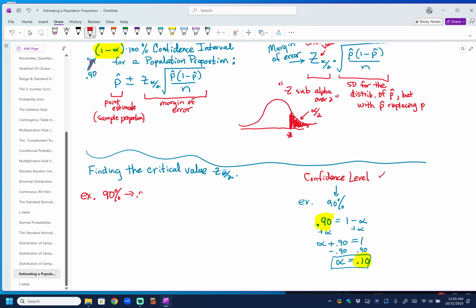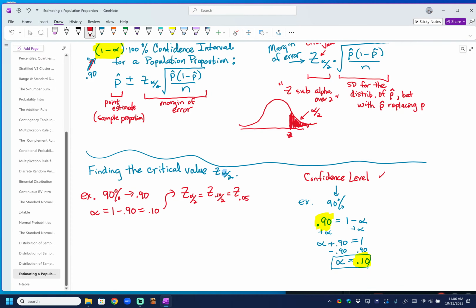So in order to find alpha, all we have to do is subtract that from 1 and get 0.10. So what do we do? We go to our z sub alpha over 2 formula. We plug in our 0.10 into the formula, and we get 0.05 when we do the little math.